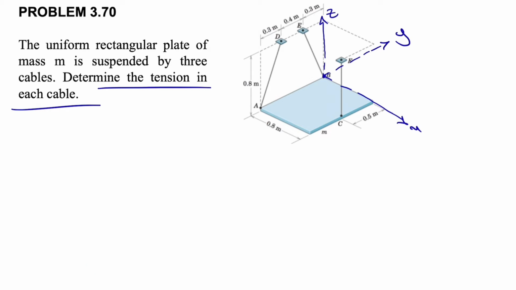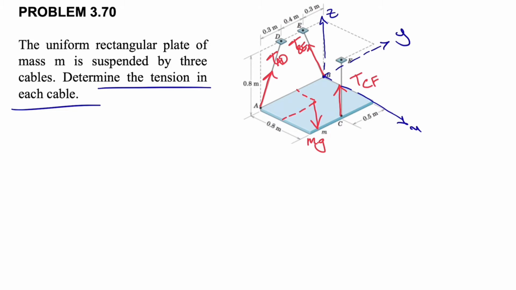So we have the tension here, let's call it TAD. We have the tension in the cable BE, and we have this tension in here, let's call it TCF. And obviously we have the weight of the plate, which is rectangular, and the center of gravity would be exactly at the center. To find the weight, we simply have mass times g, the acceleration of gravity. That's pretty much all we have. Again, this will be exactly in the center.